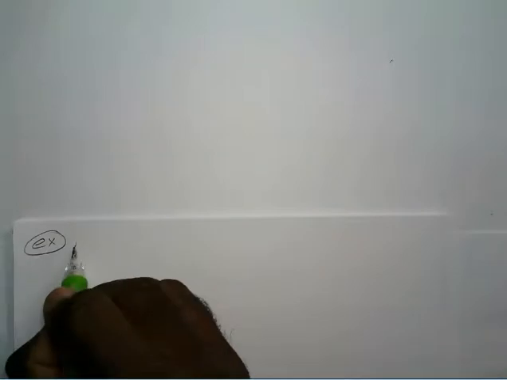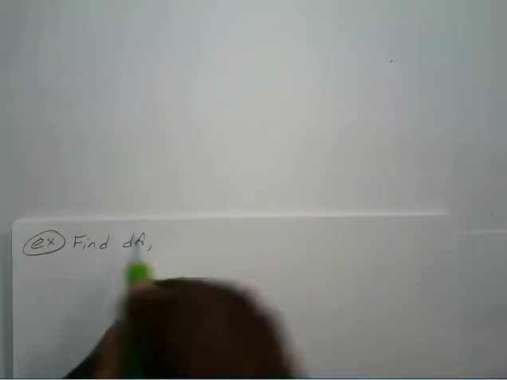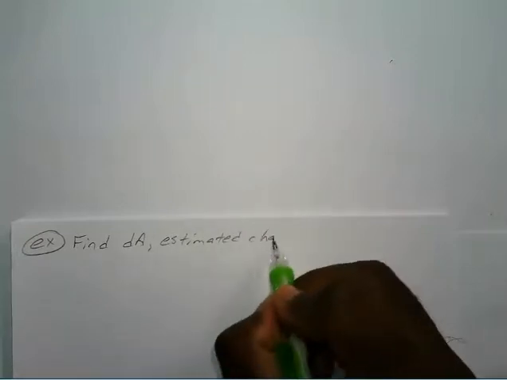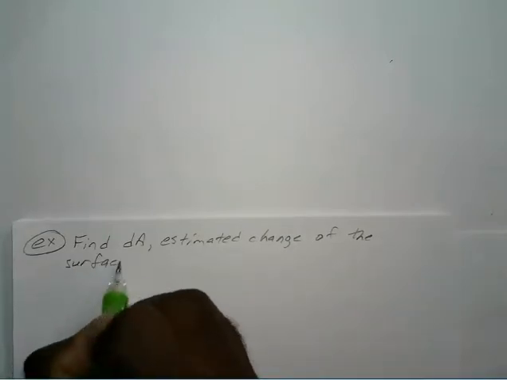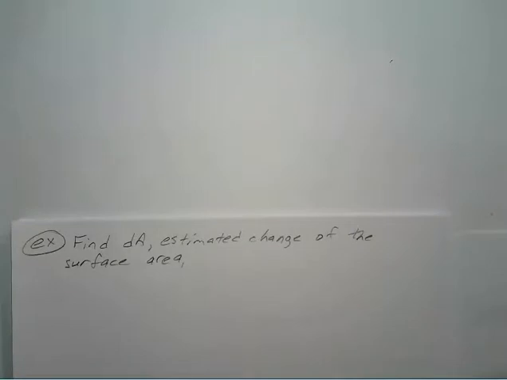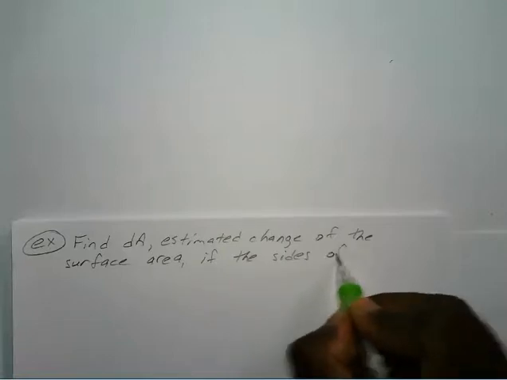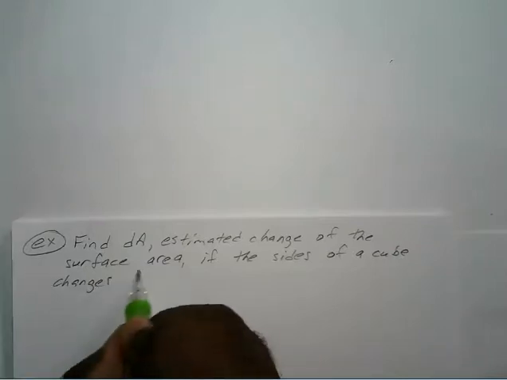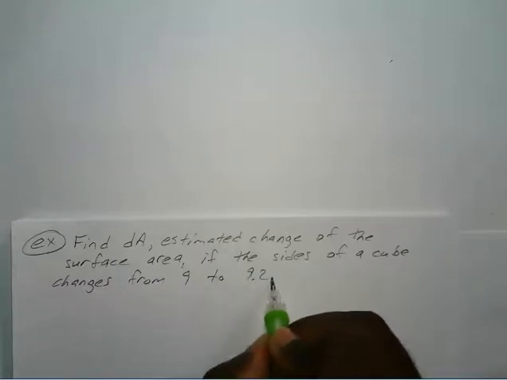Alright, so let's say for this example, we want you to find the change in the area, which is basically dA, the estimated change of the surface area, if the side of a cube changes from 9 to 9.2.